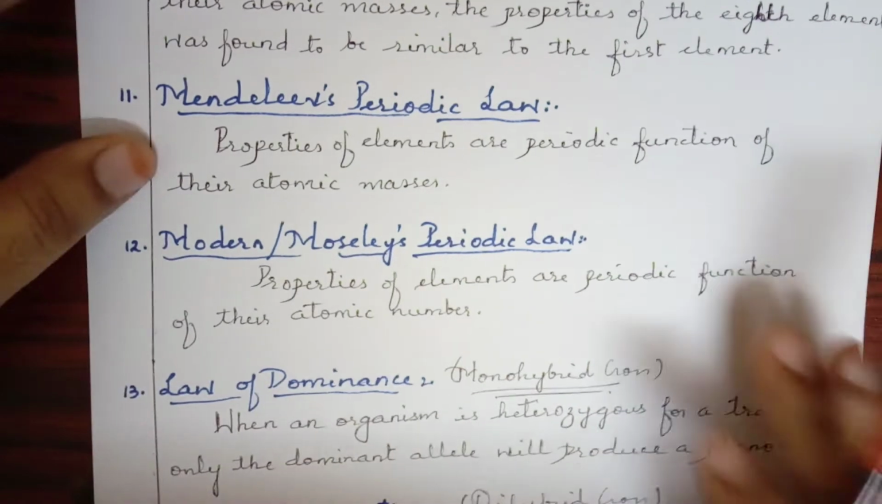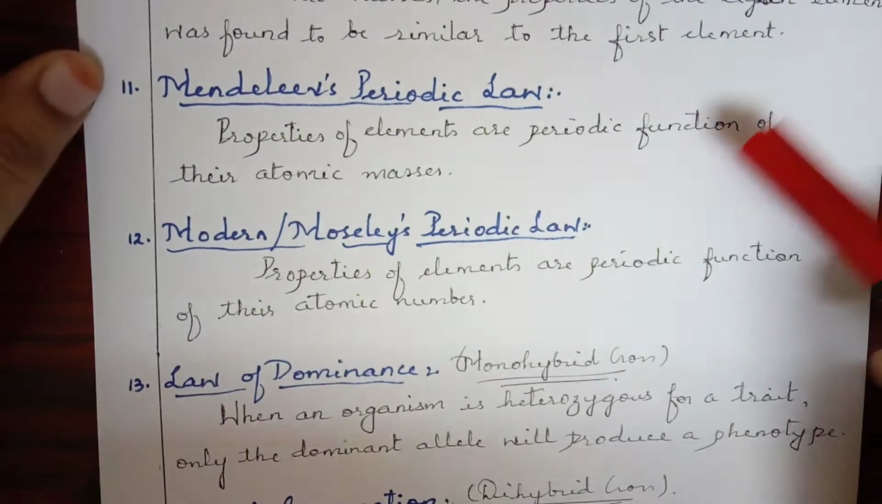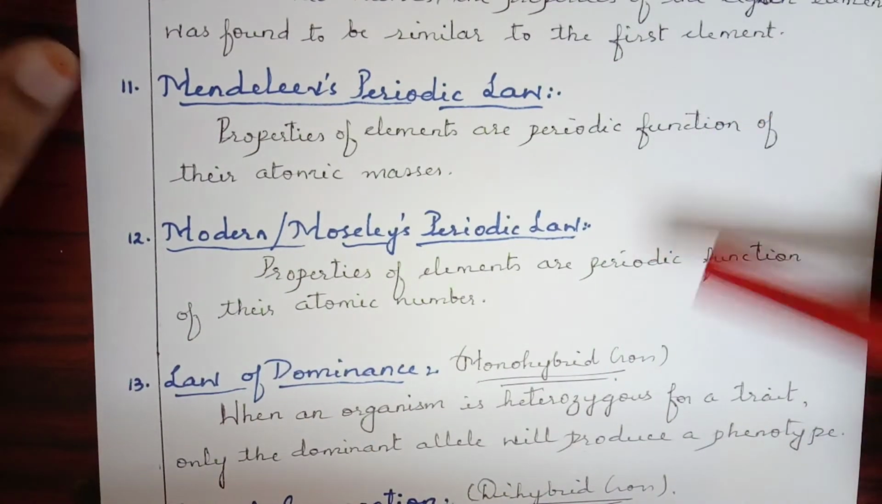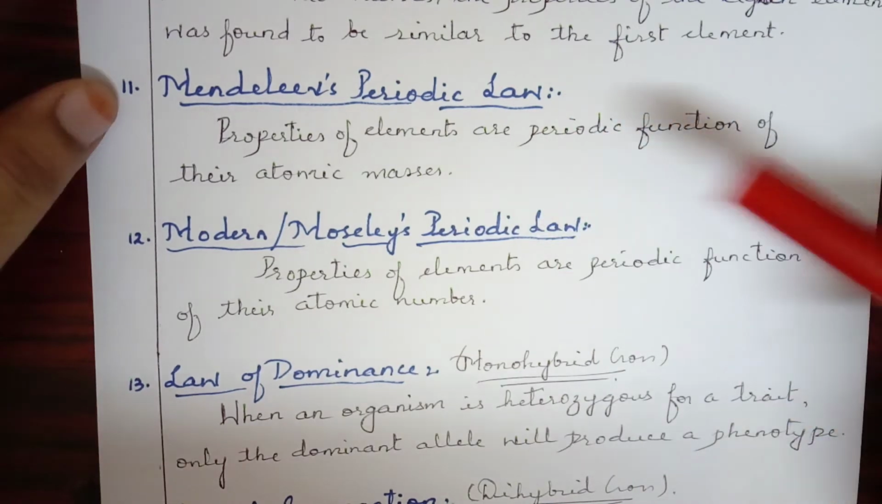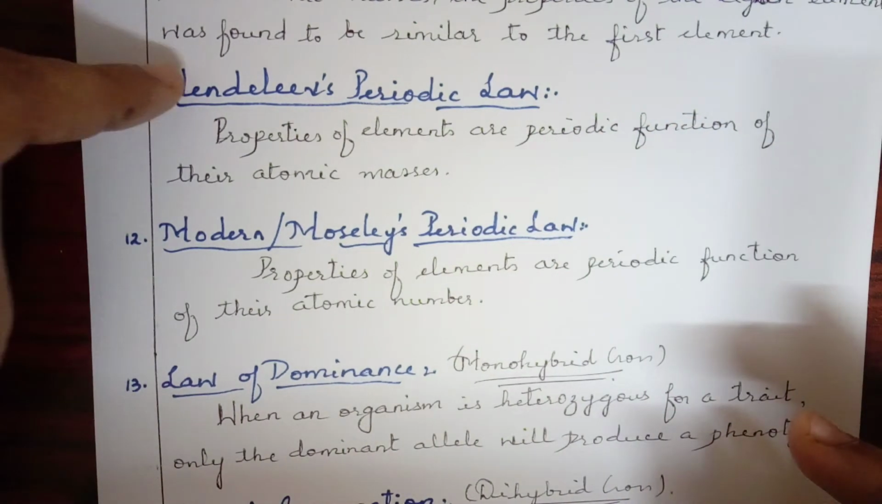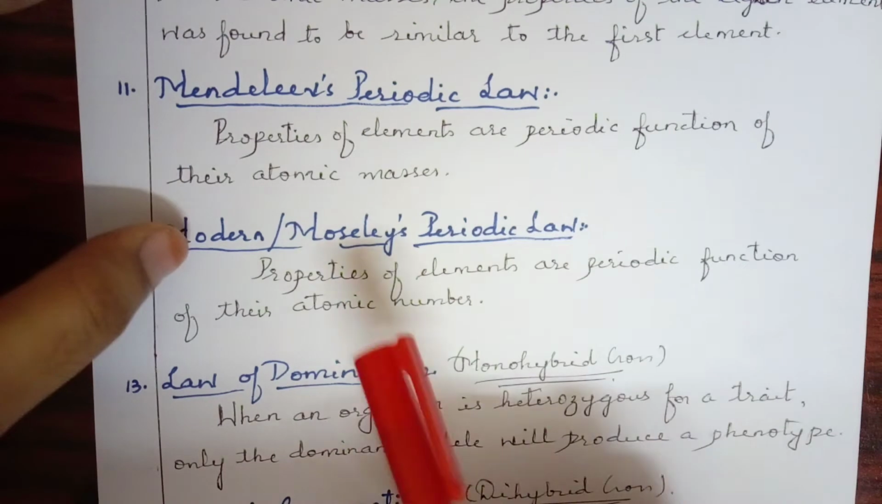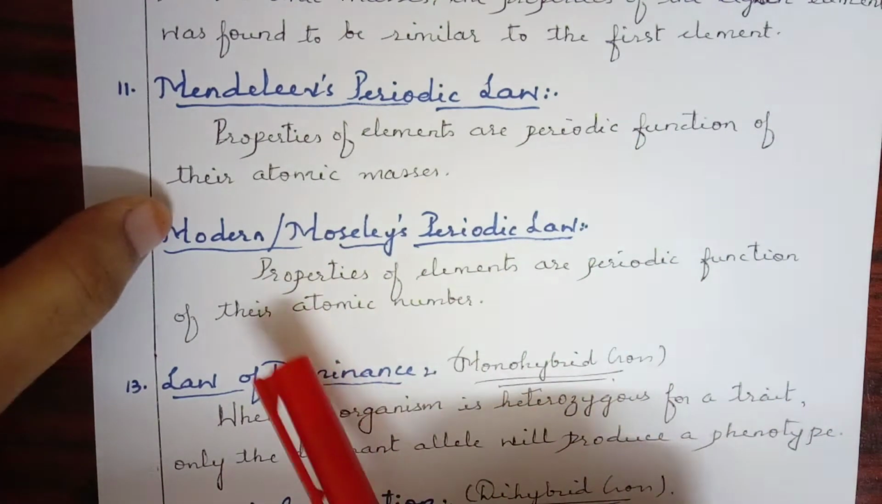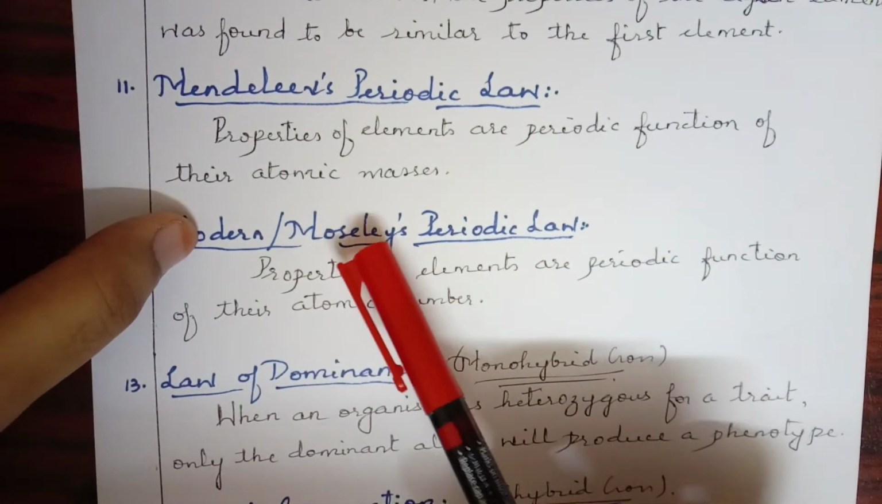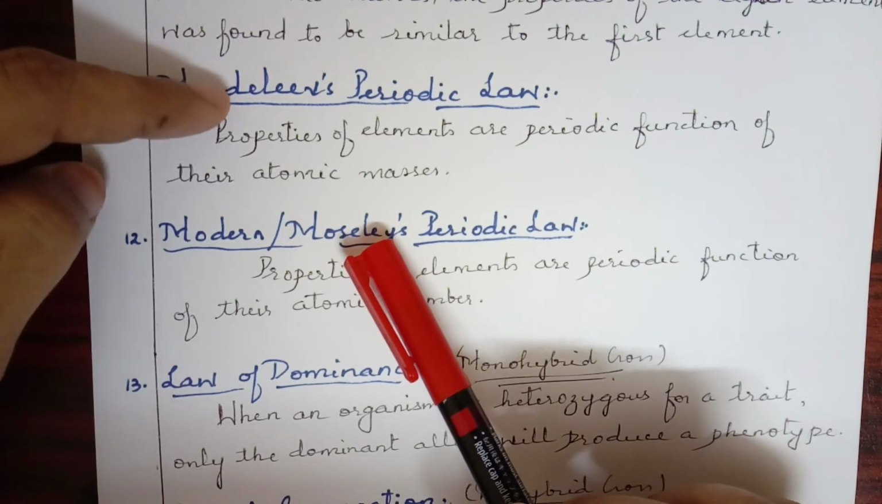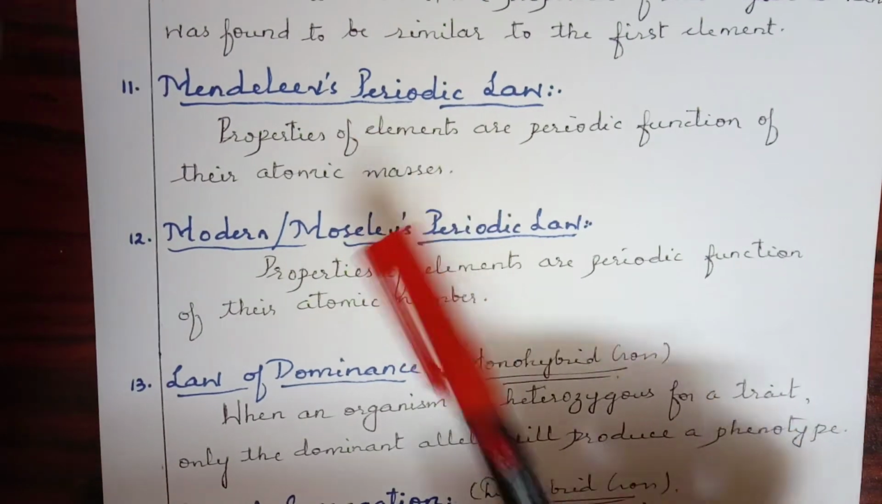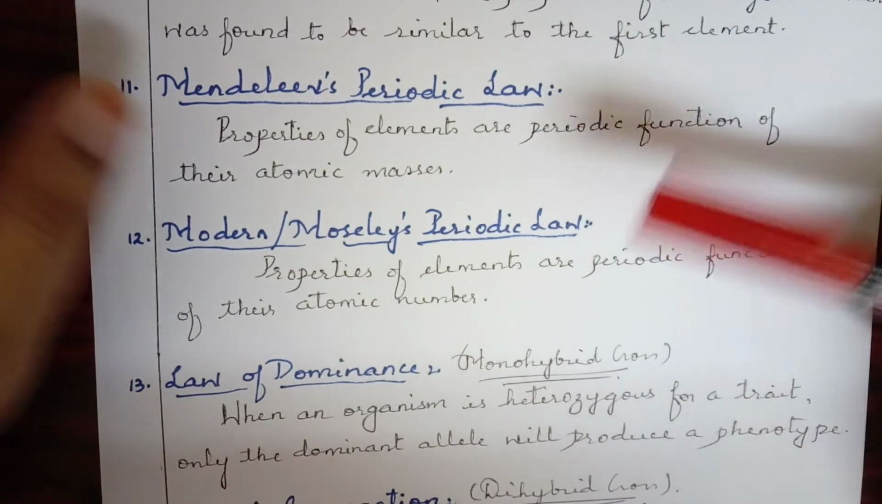Next is Mendeleev's periodic law and modern periodic law. Yeah, here is the culprit. What should I say? Where you get mixed up. So Mendeleev's periodic law and modern periodic law sound almost the same. Modern periodic law is also known as Moseley's periodic law, whereas Mendeleev's periodic law does not have another name. And their laws are also much more similar.